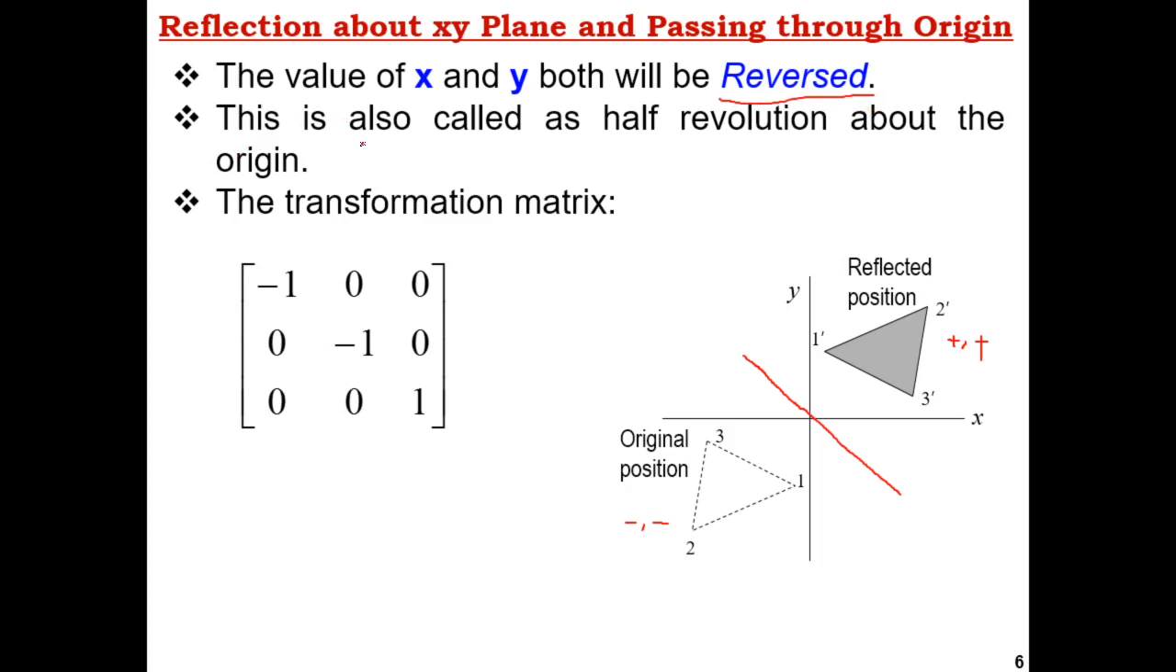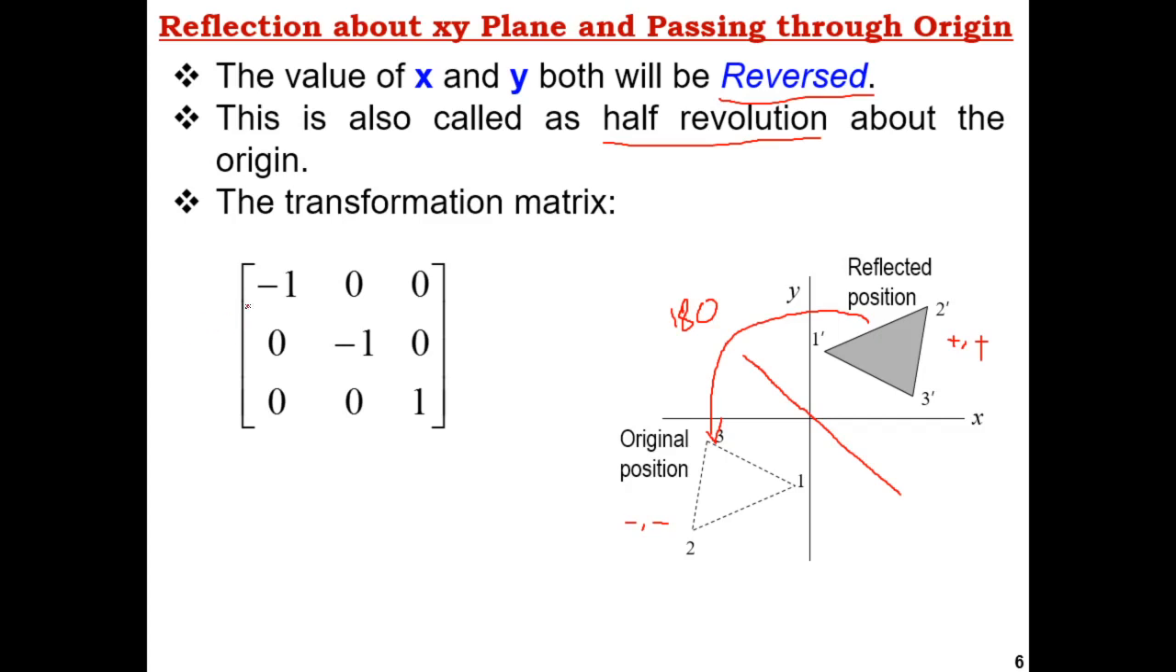So this is also called a half revolution. Half revolution means a 180-degree rotation about the origin. So you can apply to this object a 180-degree rotation. If you apply this, the 180-degree rotation is nothing but the reflection about the xy plane.